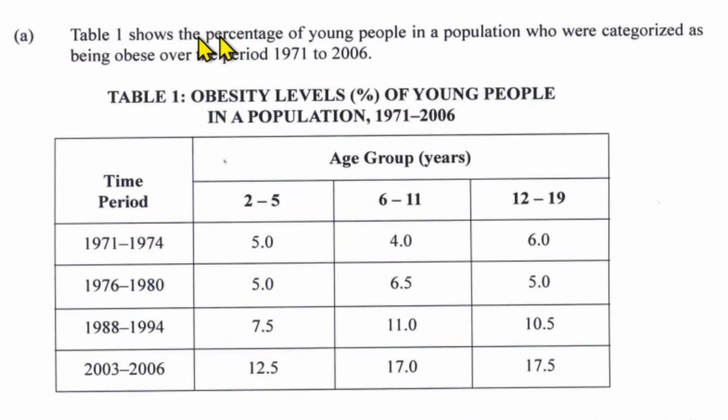Let's look at question 3. A. Table 1 shows the percentage of young people in a population who were categorized as being obese over the period 1971 to 2006. Here we have the table.